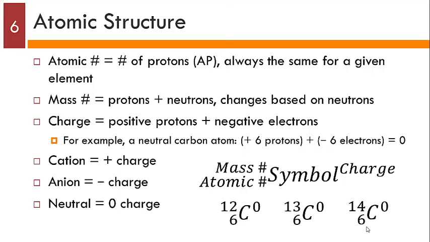So here I have 3 neutrally charged carbon atoms. These are isotopes. They have the same atomic number, but a different mass number. So they all have 6 protons because it's carbon. But the mass number is different because the first one has 6 neutrons. 6 and 6 make 12. The second one has 7 neutrons. 7 and 6 make 13. And the last one is going to have 8 neutrons. 8 plus 6 make 14.